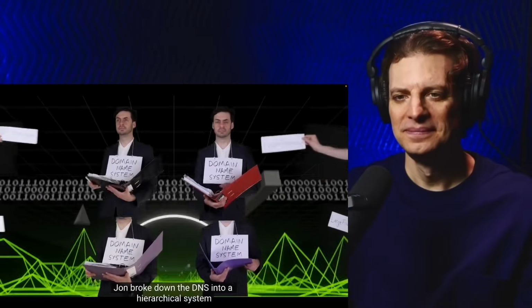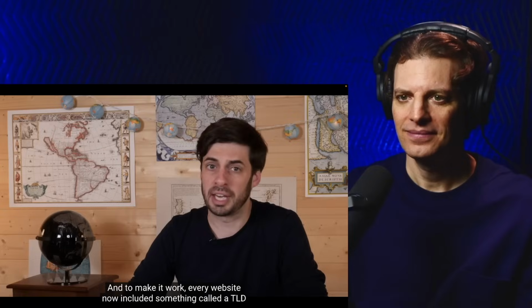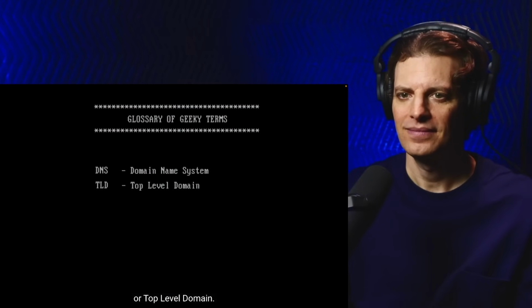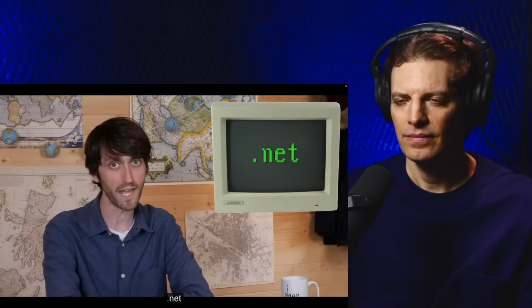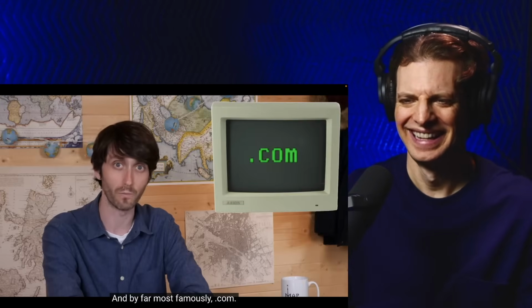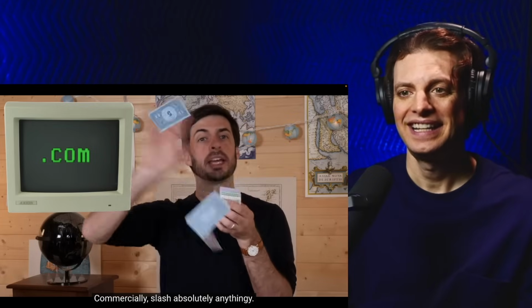John broke down the DNS into a hierarchical system that commands could flow through without getting all clogged up. And to make it work, every website now included something called a TLD, or top level domain. The TLD is the flourish after the dot that describes the type of website you're looking at. The first six to be included were .gov, governmenty, .edu, educationy, .net, internety, .mil, militaryy, .org, relating to non-profit organizations, and by far most famously, .com. Commercially slash absolutely anything.